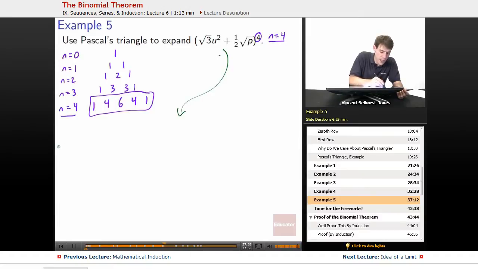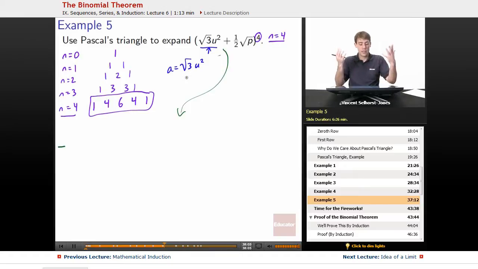So our first thing will be sum blank times, well, what's our a? That's the good thing to identify. Root 3 u squared is what our a is equal to, right? A plus b to the sum n. So in this case, the a is all of root 3 u squared, and the b is all of 1/2 root p. Okay, so we're now ready to do this.